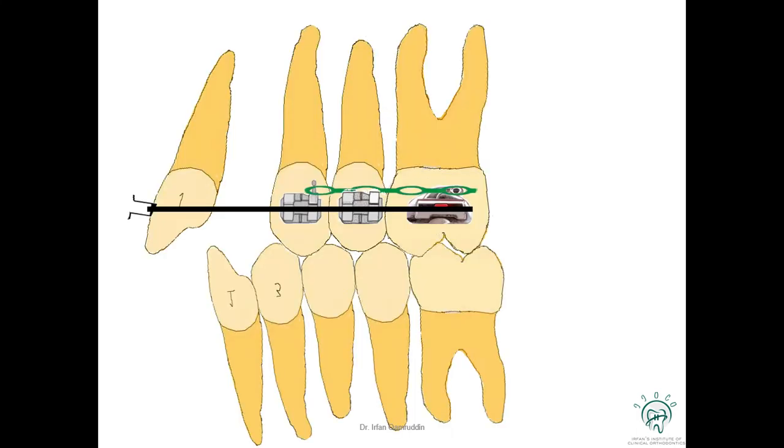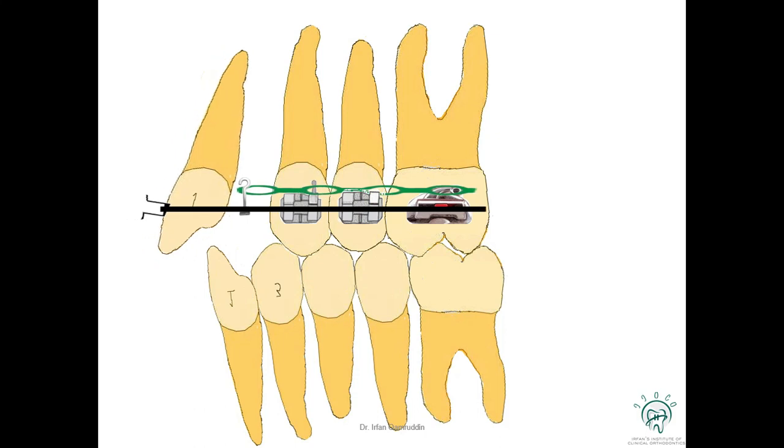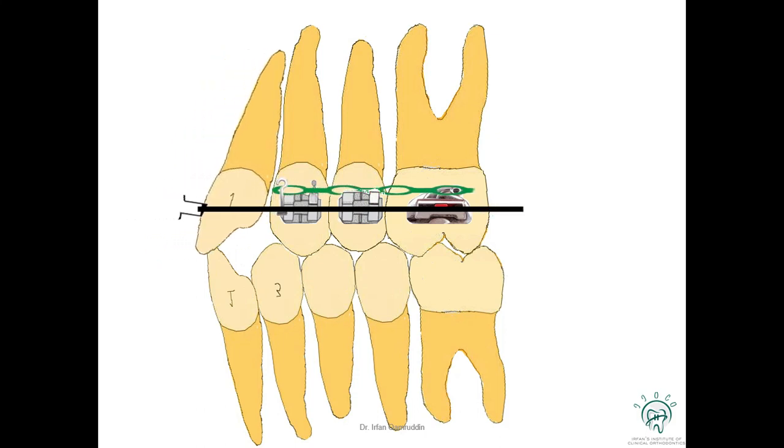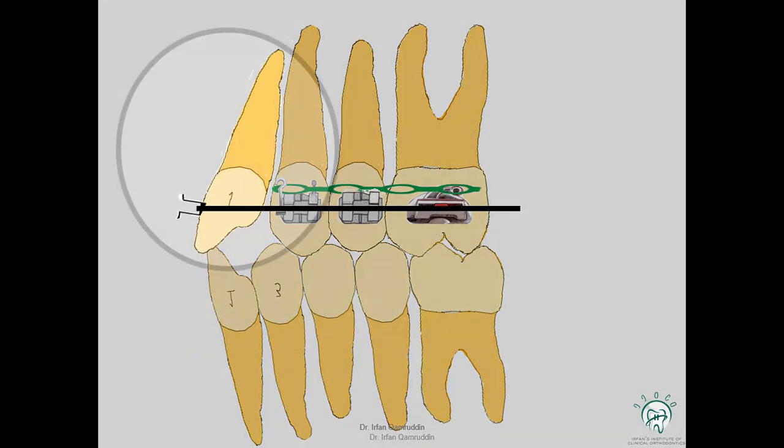Now the canine is in class 1 position and you have applied crimpable hook to retract the incisors back using the power chain. Now what kind of movement do you expect? The ideal movement would be the translation of all the incisors back to correct the overjet. But things are again not very simple. Let's zoom in on what is happening at the incisor level.